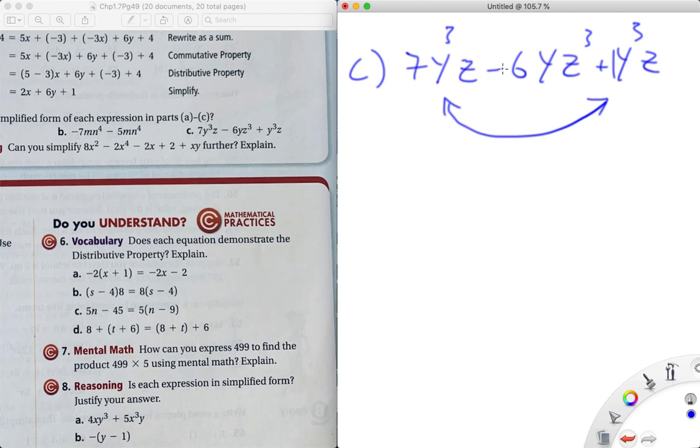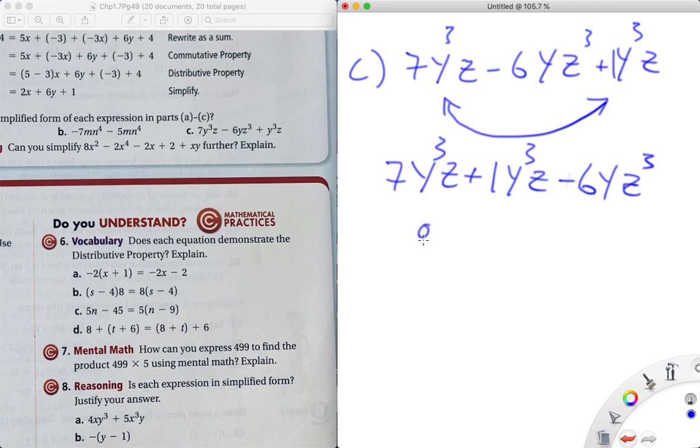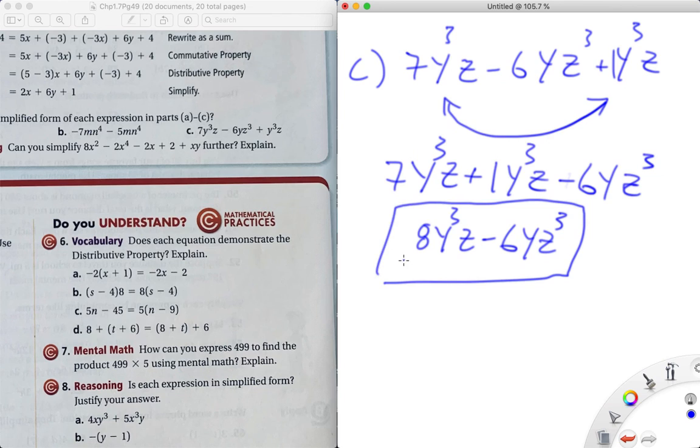So when I rename this, it's going to be 7y to the third power times z plus 1y to the third power times z, minus 6y to the first power times z to the third. 7 plus 1 is 8, so 7y^3z plus 1y^3z is 8y to the third power times z, minus 6yz^3. I can't simplify that any further, and I'm done.